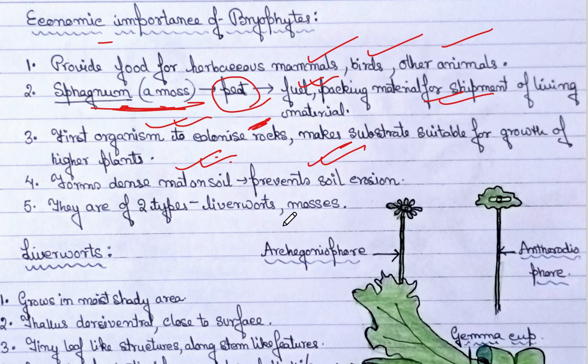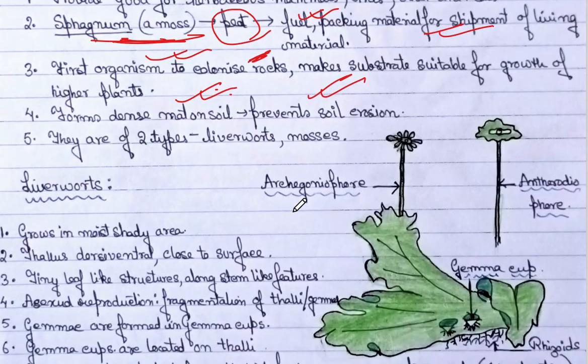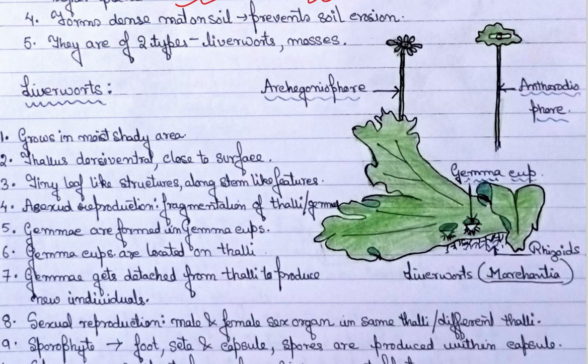Now there are two types, liverworts and mosses. First let us come to liverworts. This is a typical structure of thallus where I have just given the picture of archegoniophore and antheridiophore separately. You can just replace in your mind archegoniophore with antheridiophore when you think of the male thallus. I have just not drawn the thallus separately. Otherwise, these rhizoids and gemma cup are the same in both cases of archegoniophore and antheridiophore.